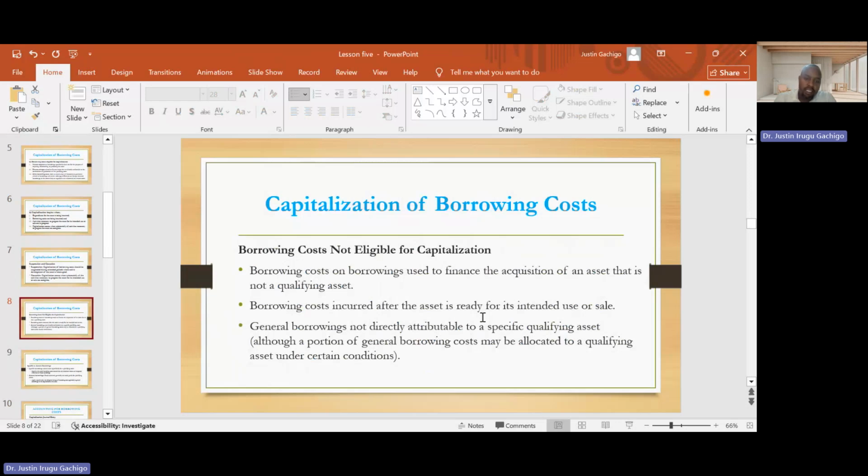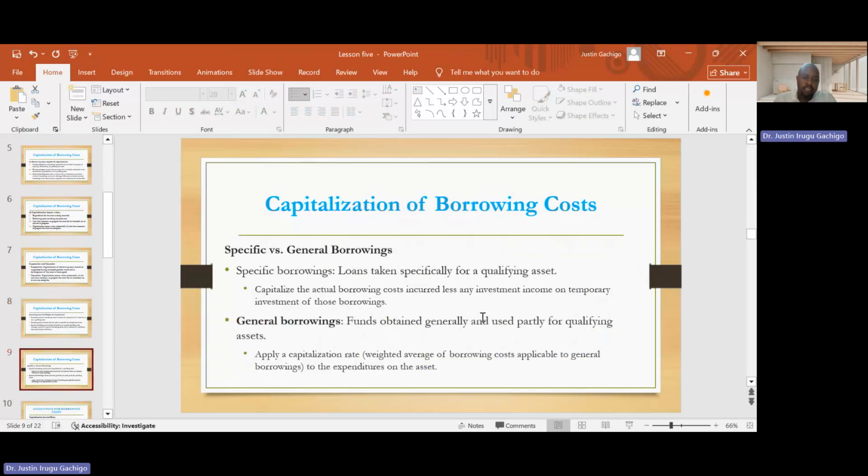And then we have the general borrowing, not directly attributable to a specific qualifying asset, although a portion of the general borrowing cost may be allocated to a qualifying asset under a certain condition. So if you have the general borrowing cost, but you can't directly attribute them to a specific qualifying asset, then these general costs are not capitalized. But you are going to see how we can apportion the general borrowing costs for capitalization.